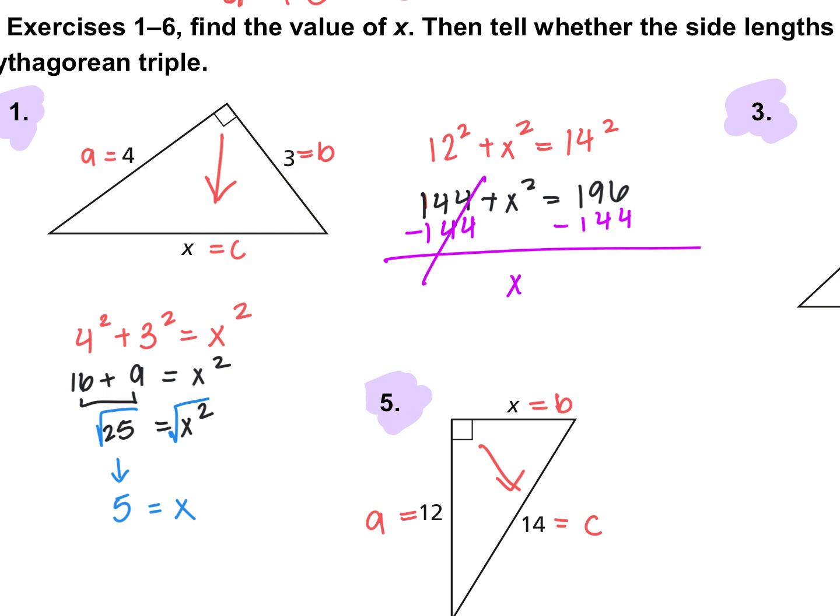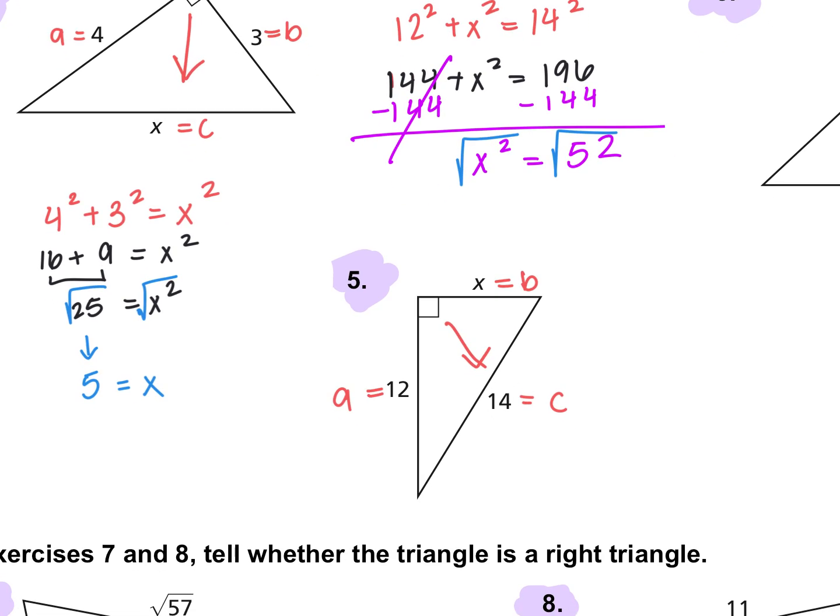And then I'm going to get x squared equals 52. How do I get rid of a squared? I'm going to square root it. I'm going to plug this into my calculator. It's going to give me a decimal. But my answer is not asking for a decimal, so I have to simplify my radical. So I'm going to take the square root of 52, and I'm going to go ahead and factor it out.